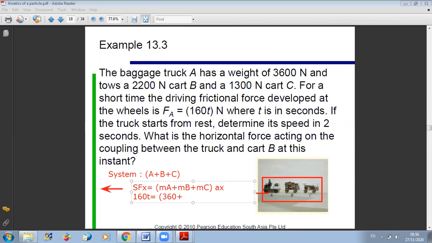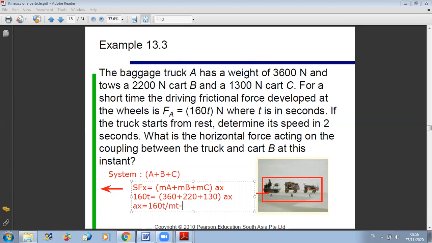The mass of B is 220, and the mass of C is 130. Times AX. So now AX will be equal to 160T over the total mass, over M total.